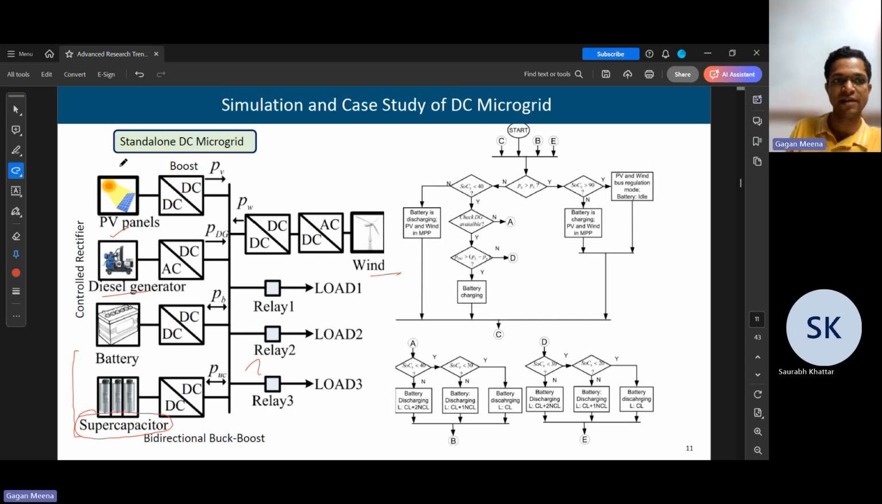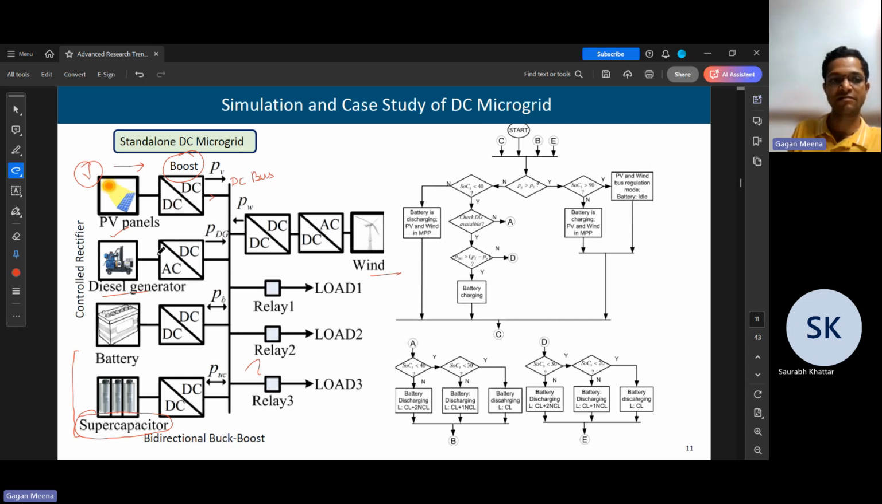So the PV here is connected to the DC bus. This is a DC bus, common DC bus. And PV is connected to the DC bus via a boost converter. Let's say because the voltage here for PV panel is less and DC bus is at a higher voltage level, we need a boost converter. Let's say unidirectional boost converter.